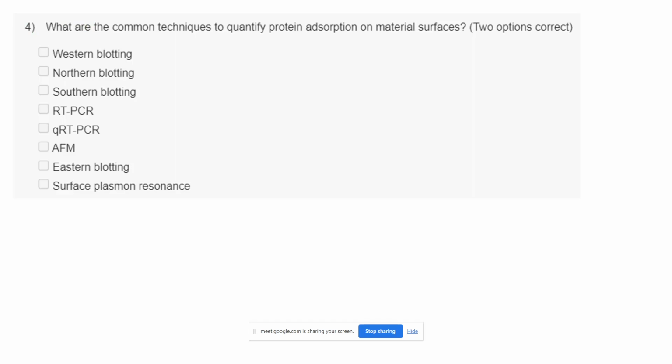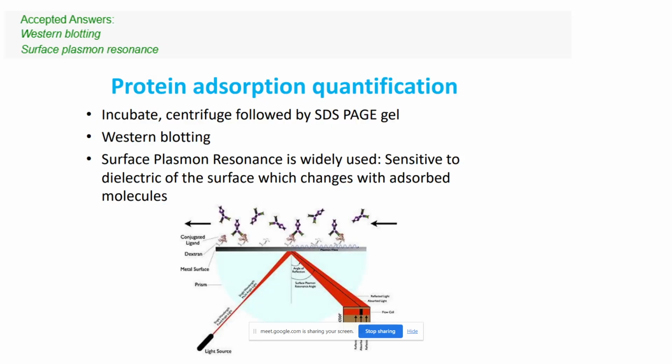The next question was, what are the common techniques to quantify protein adsorption on material surfaces? You have to select two options: Western blotting and surface plasmon resonance. In Western blotting, SDS-PAGE is done, followed by transfer to a membrane and then incubation with antibodies, through which we can detect the adsorbed proteins. Surface plasmon resonance is another technique through which we can detect protein adsorption.